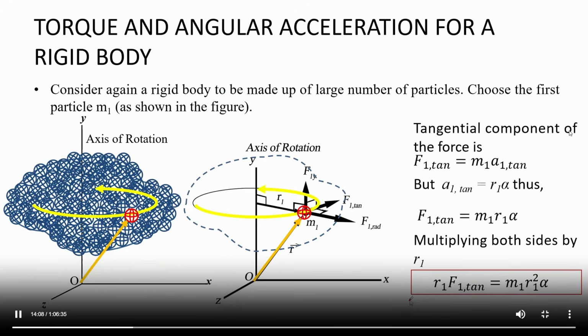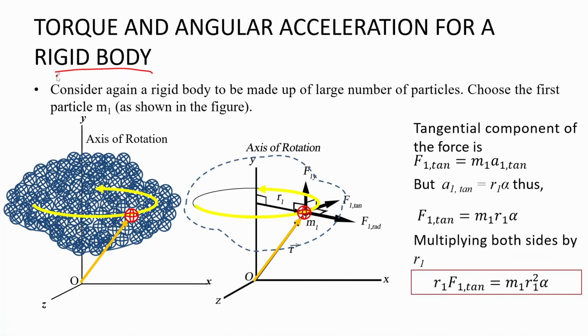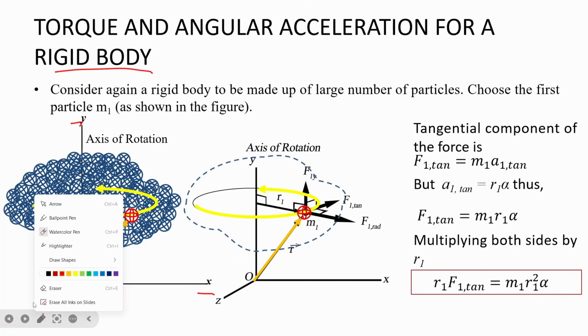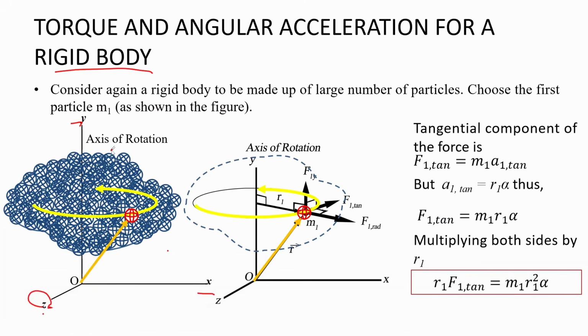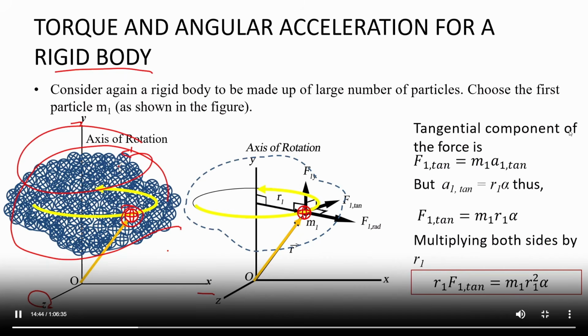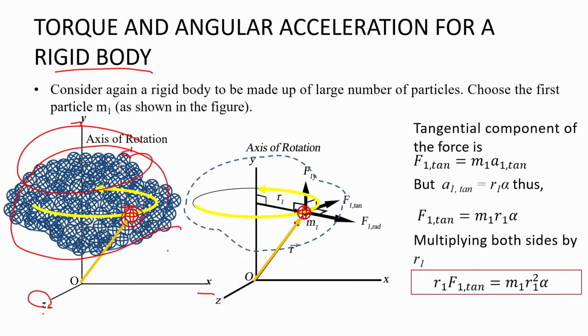Let's go. Next, we have the torque and angular acceleration for a rigid body. At this time, it's in a three-dimensional axis, X, Y, and Z. And this one is rotating about the Y axis. Considering one particle, because you have so many particles, we consider that single particle and the direction of rotation is just this way. If you look at the top view along the y-axis, it's rotating counterclockwise with respect to the y-axis.